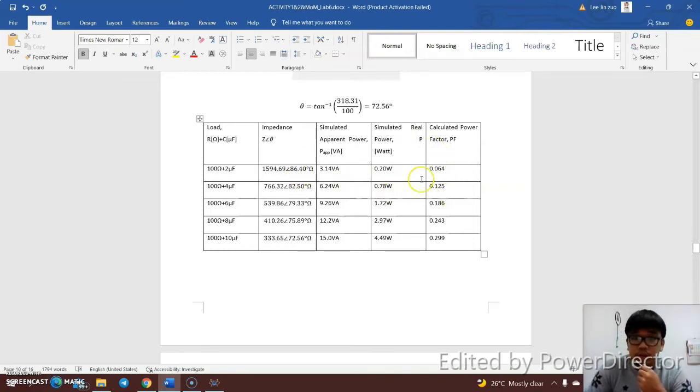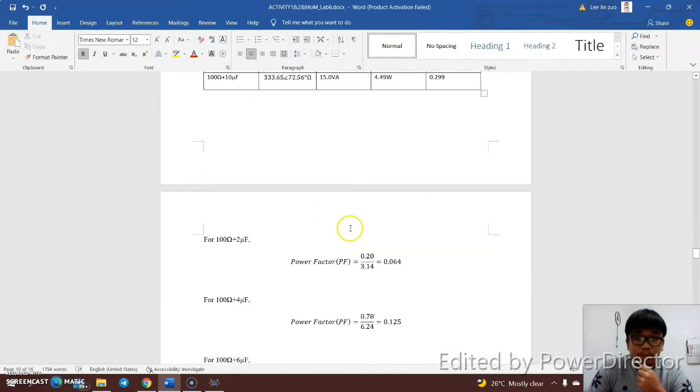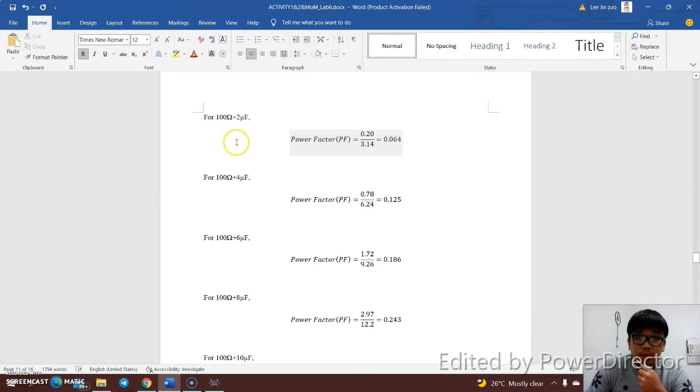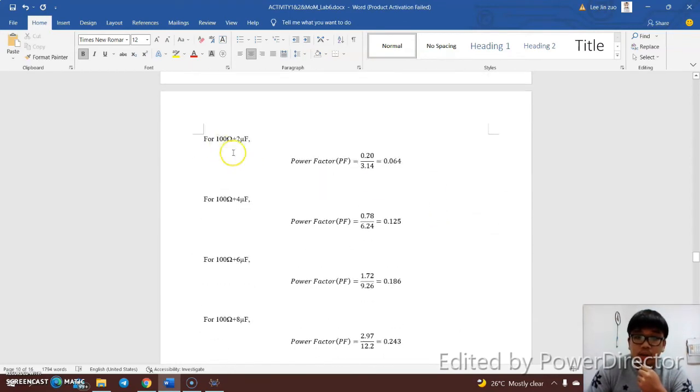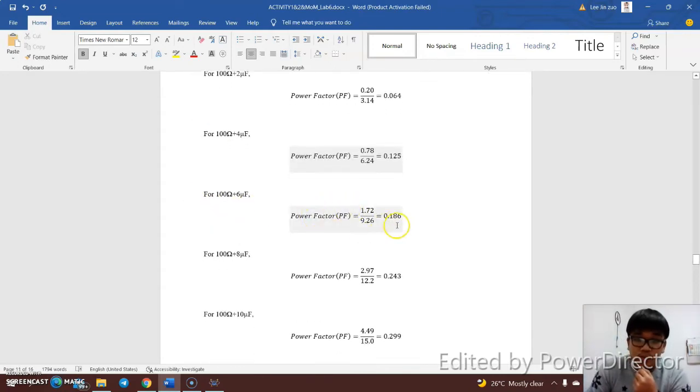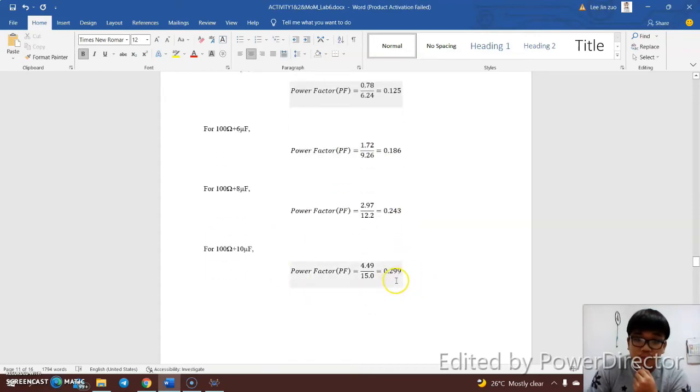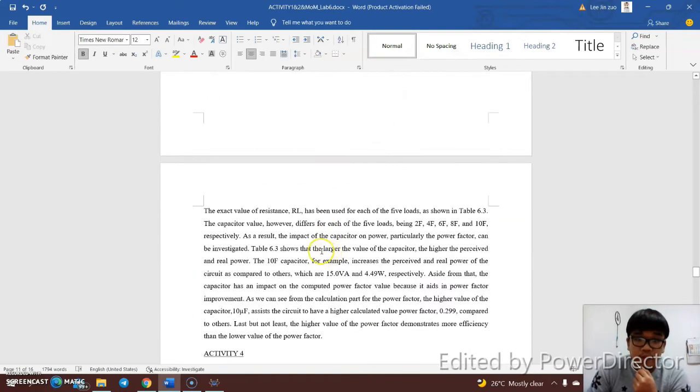This one and this one are calculated, and here is the power factor, also calculated. After that, we are going to put it in here. Power factor for 100 ohm plus 2 microfarad is 0.064, and for 4 is 0.125, for 6 is 0.186, for 8 is 0.243, and 0.299 for 10 microfarad.